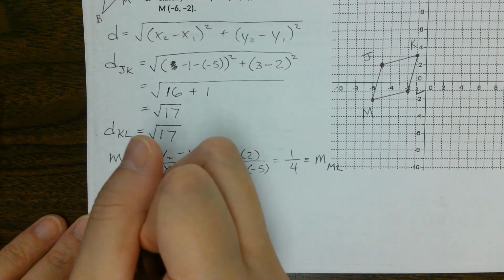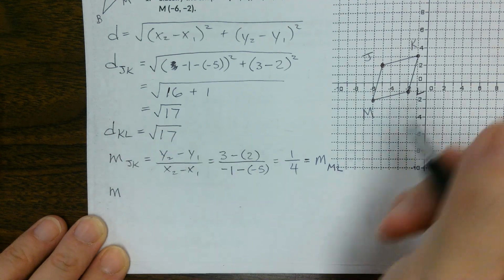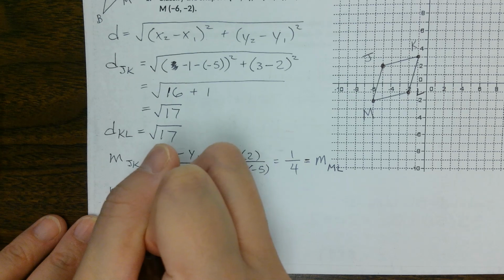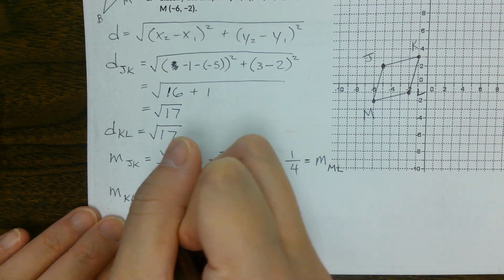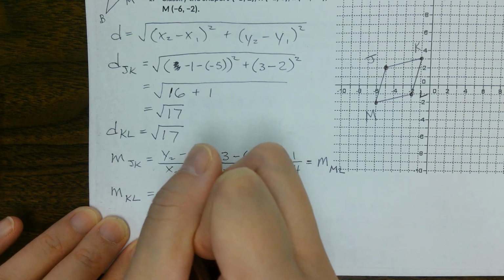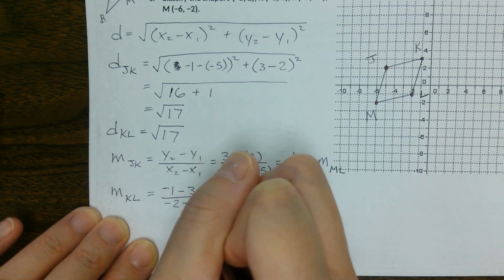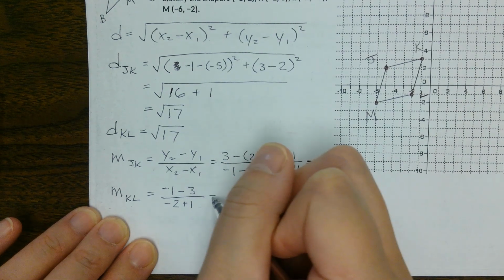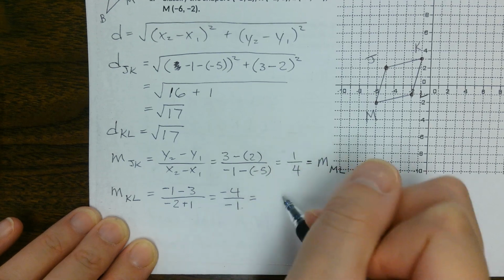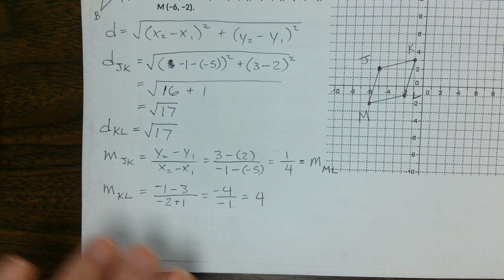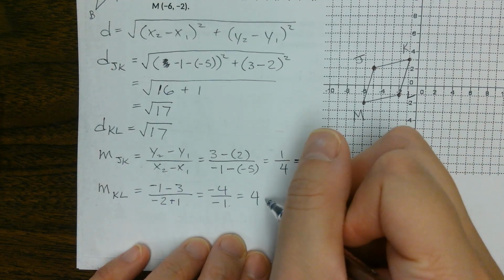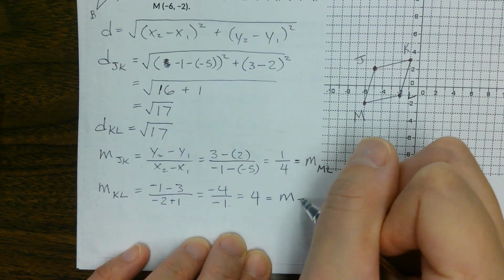Right? And then, as we were saying, we do have to do these two as well. So in total, we have to do 4 slopes. Slope of KL, K and L, so -1 minus 3 over -2 minus -1. So I get -4 over -1, which gives me a slope of 4. Okay. And this should give me the same slope as JM.